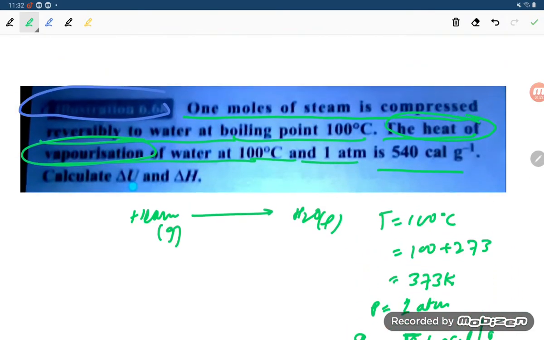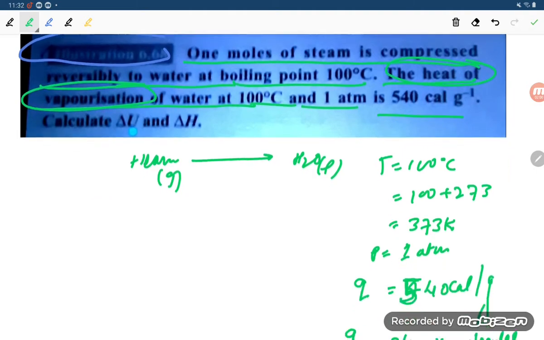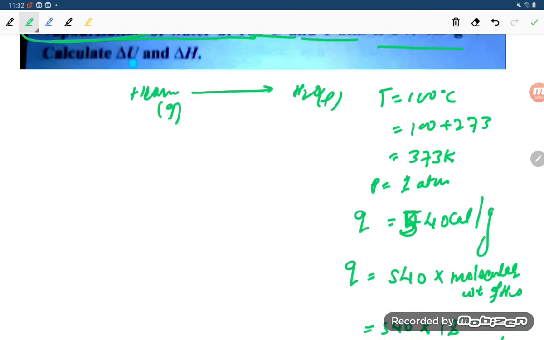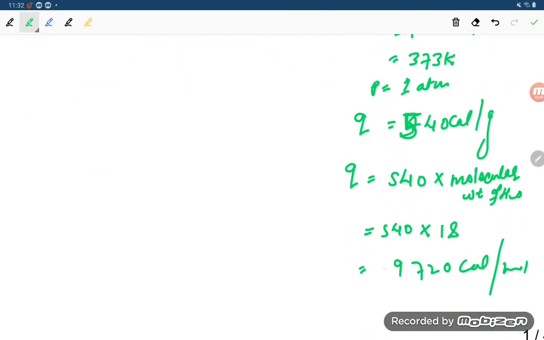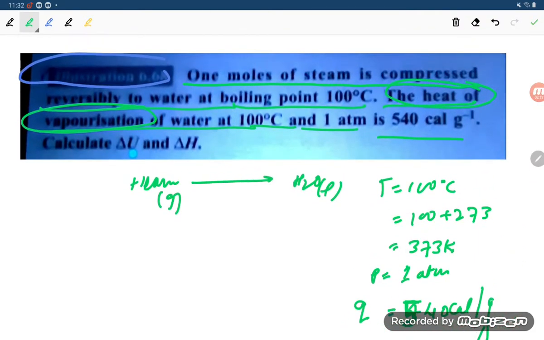Dear student, you see that this is the heat of vaporization. So heat here is getting evolved, and evolved means that in the compression process it is the negative sign, student. This is all negative. Now they are asking: 1 mole of steam is compressed reversibly to water at boiling point, the heat of vaporization of water is this much, calculate delta U and delta H.